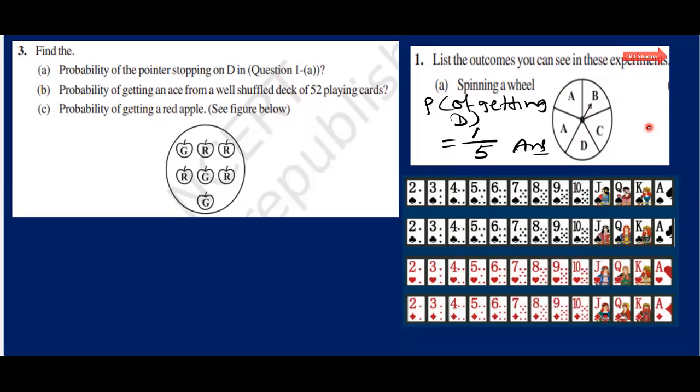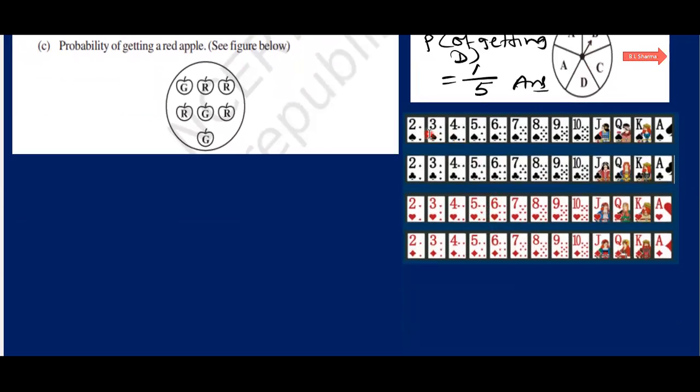And now question number 2, means B part here. Probability of getting an ace from a well shuffled deck of 52 playing cards. Students, ये सारे के सारे playing cards होते देखिए. ये black, that is said to be spade. This is also black, said to be club. That is red, said to be heart. This is also red, said to be a diamond.